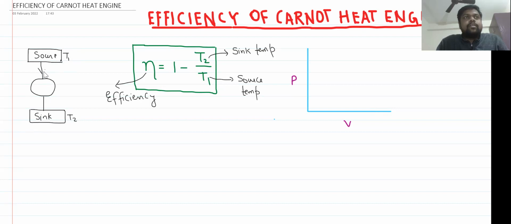So from here, Q1 amount of heat is taken, and here in the working substance we will be taking an ideal gas, and from here work will be done. Some amount of heat, Q2, will be rejected into the sink. This is the schematic diagram of any heat engine.